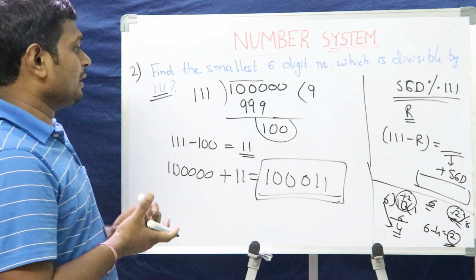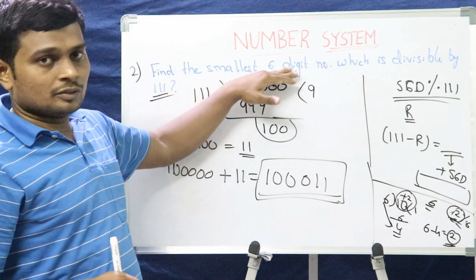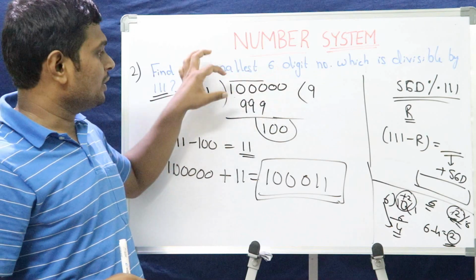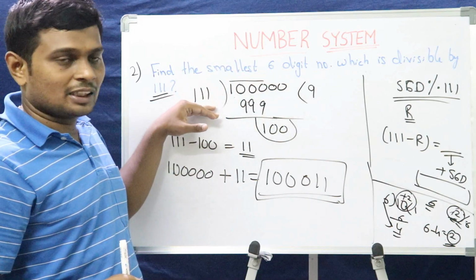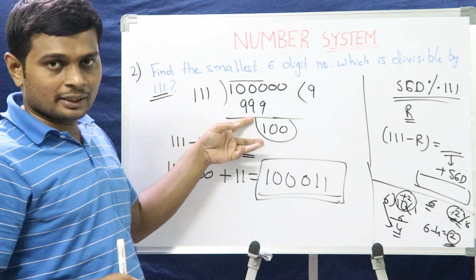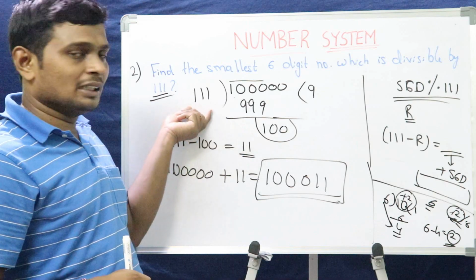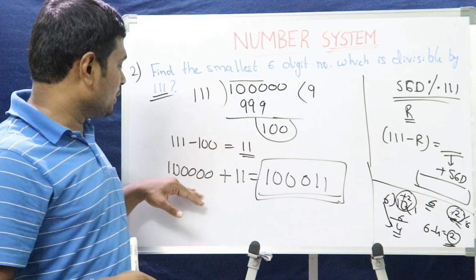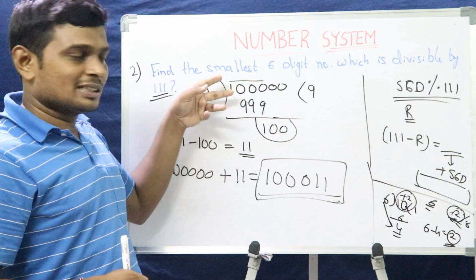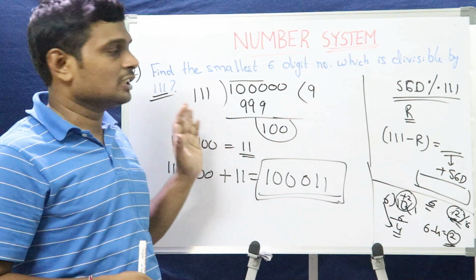Let me recap it. What we need to find is the smallest 6-digit number which is divisible by triple one. We take the smallest 6-digit number and divide it by the triple one. We will get some remainder, right? Once we get the remainder, we subtract that remainder from the triple one. Then we will get a value. That value we add to the actual 6-digit number. We will get the final answer. This is the way to solve this problem.